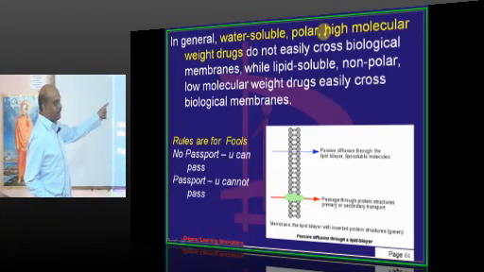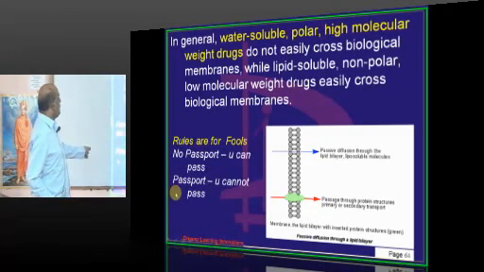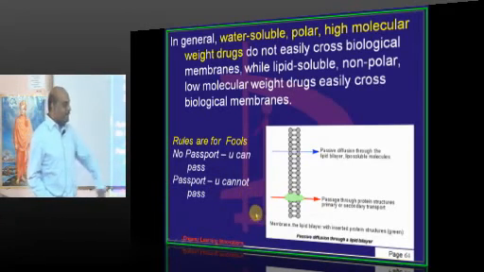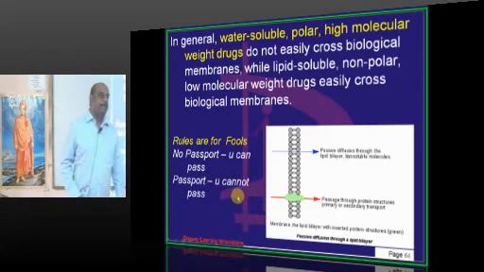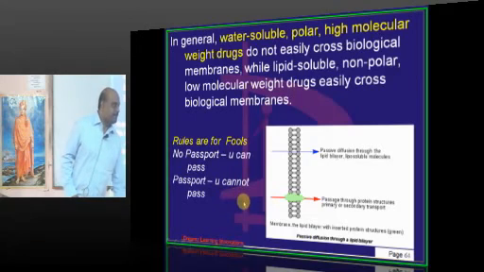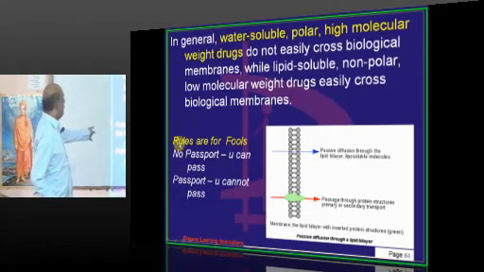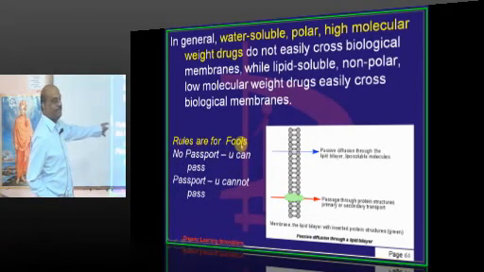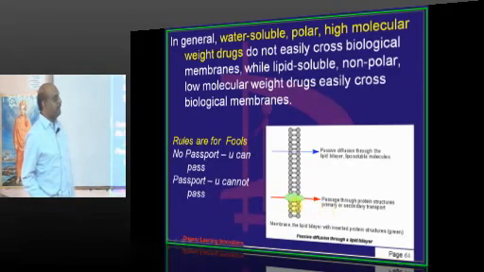Easy to remember is, rules are for fools, you remember. P is what? Polar, no? P is passport. If you have a passport, generally you can pass the country. But in the drug's case, you cannot pass. If there is no passport, you can pass. Because the rules are for fools. So, some way to remember.